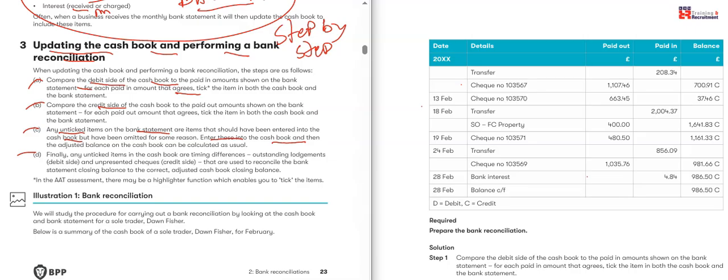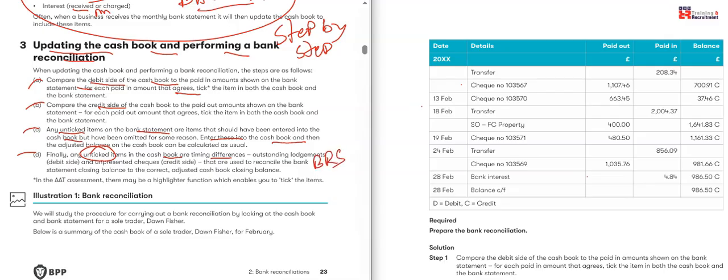And finally, some unticked items in the cash book happened because of timing differences, and those are outstanding lodgement and unpresented cheque in the bank reconciliation statement, BRS.